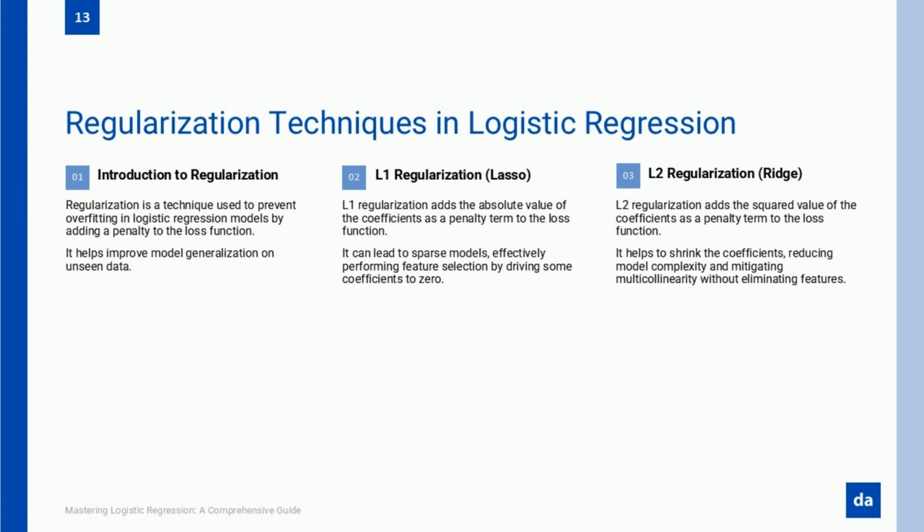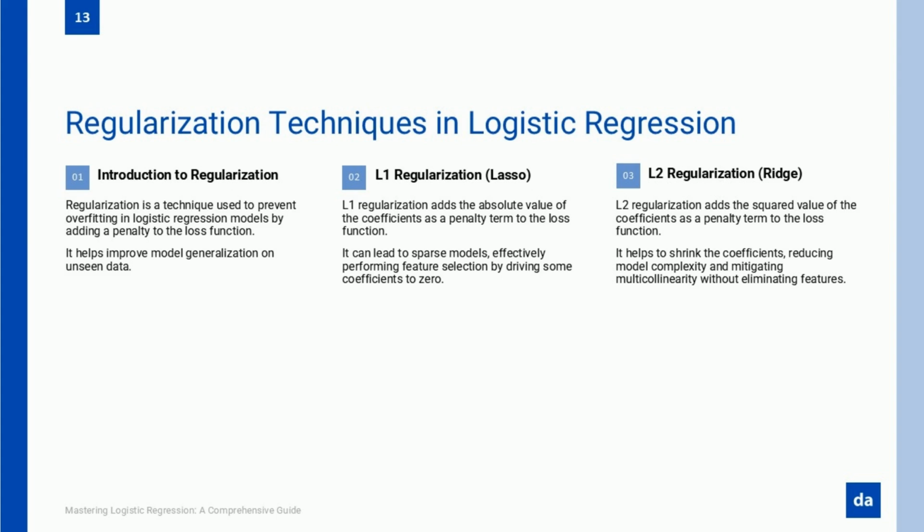This is where regularization steps in. Think of it as a personal trainer for your model. Instead of letting it bulk up with unnecessary complexity, regularization keeps things in check, ensuring the model stays lean, efficient, and actually useful. Now, there are two main types of regularization used in logistic regression: L1 regularization, lasso, and L2 regularization, ridge. Let's start with L1 regularization, also called lasso, least absolute shrinkage and selection operator.